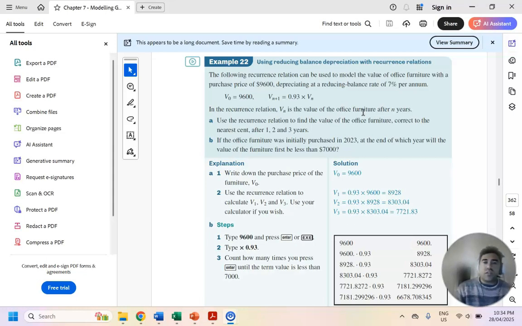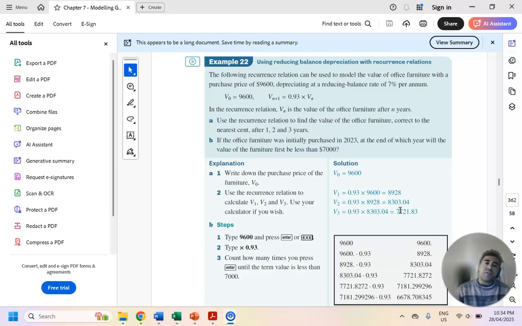In this recurrence relation, V of n is the value of the office furniture after n years. We're dealing with n years being the time frame. We're going to use this recurrence relation to find the values of the office furniture to the nearest cent after 1, 2, and 3 years. All we do is, if we know our initial amount, multiply this by 0.93 each time to get a new result, and then that result gets multiplied by 0.93. This happens again and again until you get V of 1, V of 2, and V of 3. And this is correct to the nearest cent, so 2 decimal places.